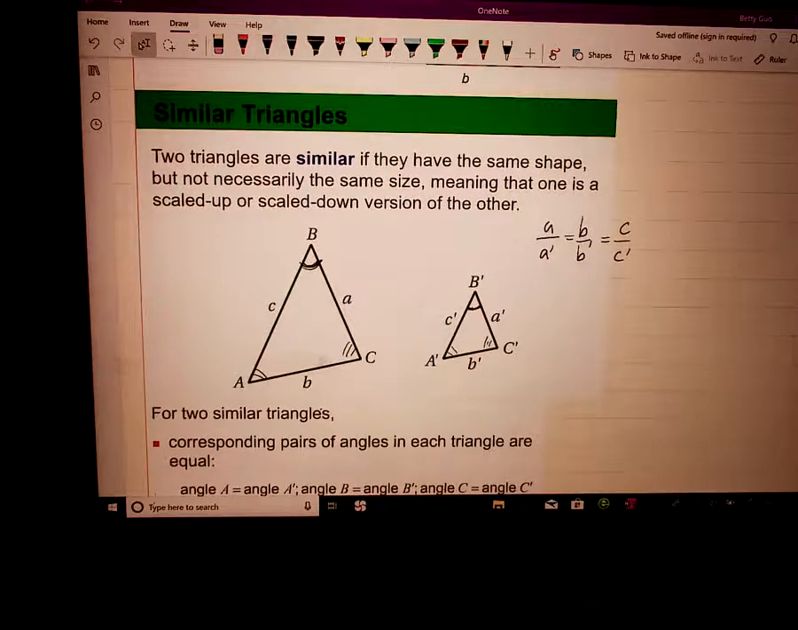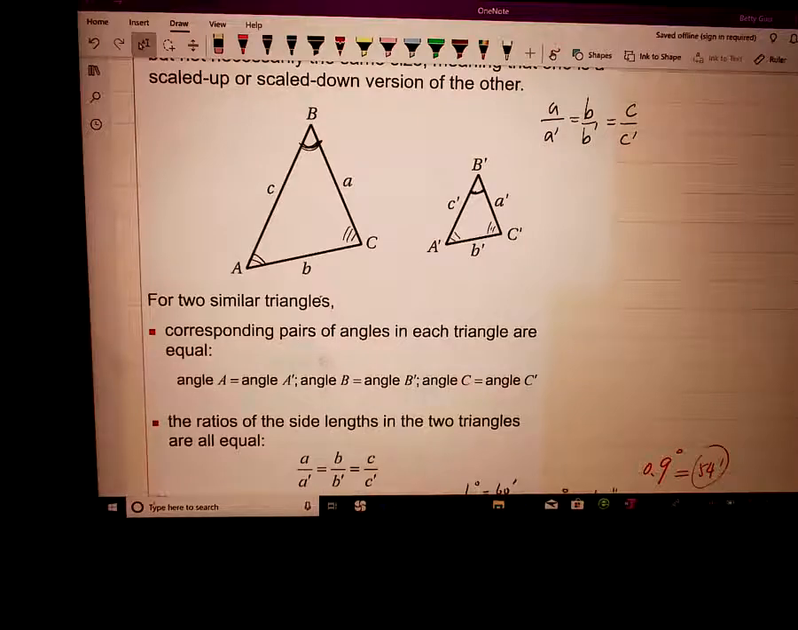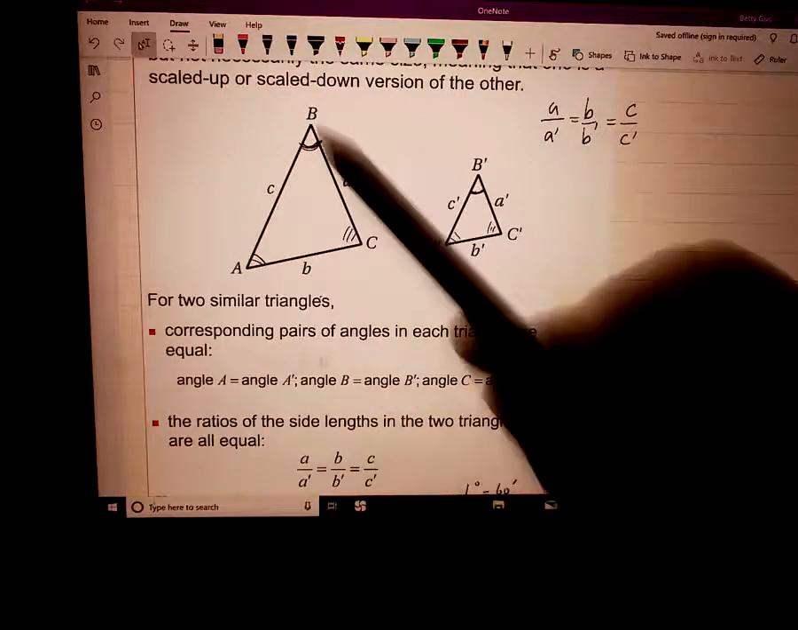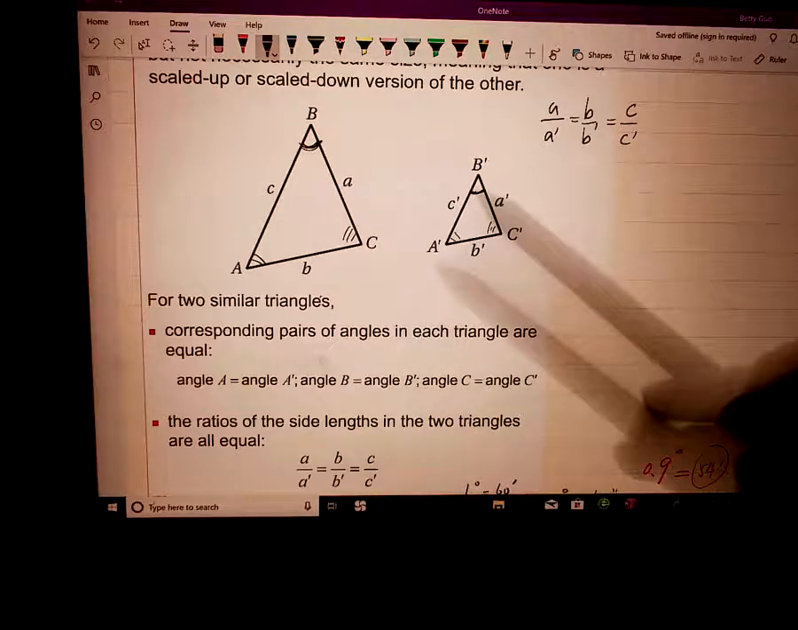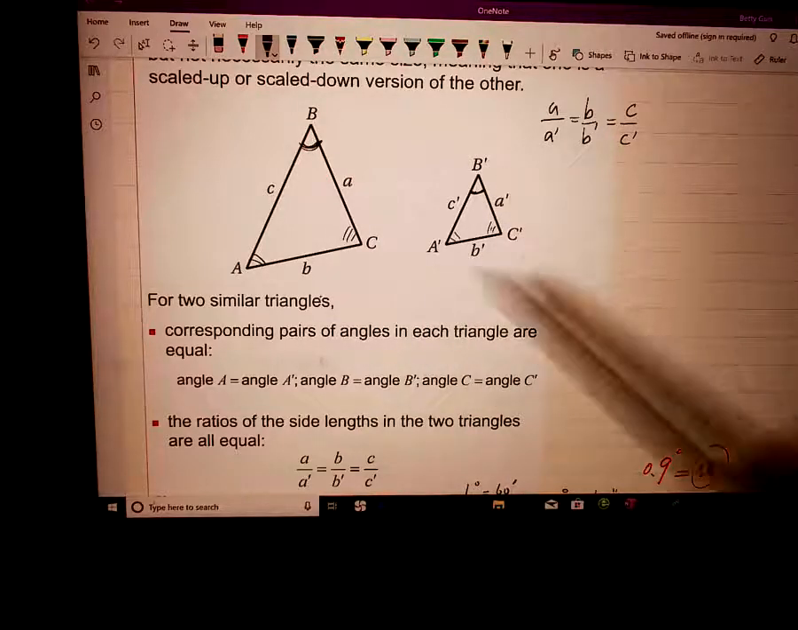Similar triangles. Two triangles are similar if they have the same shape but not necessarily the same size, meaning that one is a scaled up or scaled down version of the other. Two facts about two triangles if they are similar. You can see this triangle ABC and this triangle A prime, B prime, C prime, they are similar.